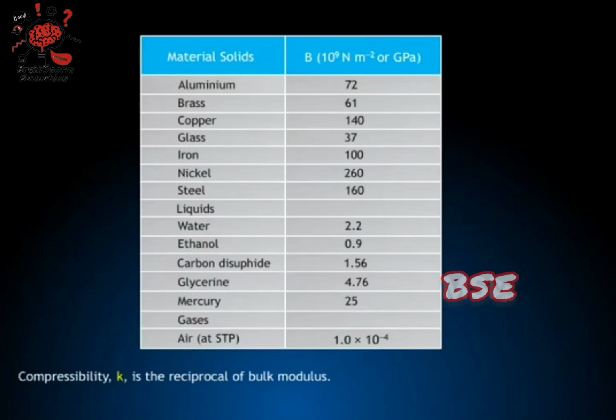Compressibility, K, is the reciprocal of bulk modulus. Compressibility is defined as the fractional change in volume per unit change in pressure. K is equal to 1 by B, which is equal to minus 1 by delta P into delta V by V.